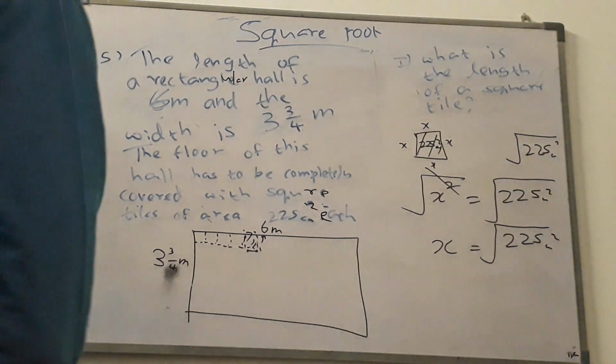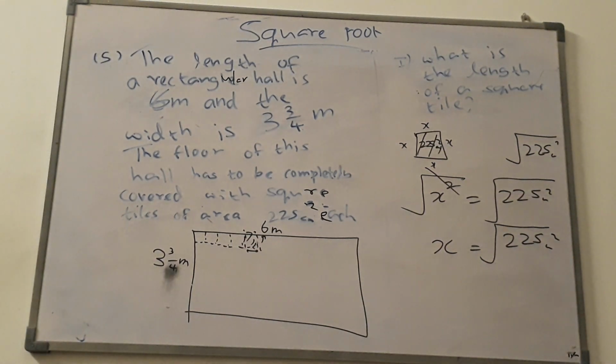Okay. Now there are two methods. One is prime factorization and the other one is straight away finding the square root with the knowledge we have so far. Or in other words, with what I taught you and with general knowledge, we can straight away find the length of a square tile whose area is 225 centimeters square.